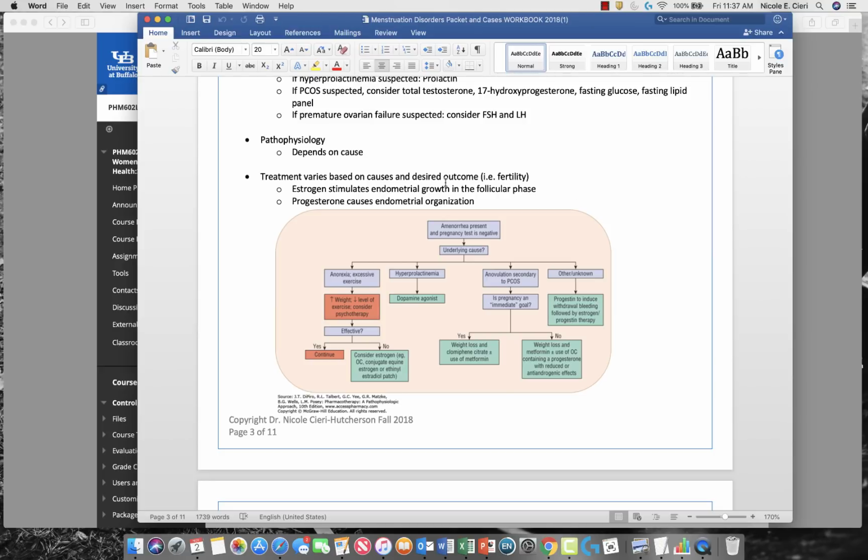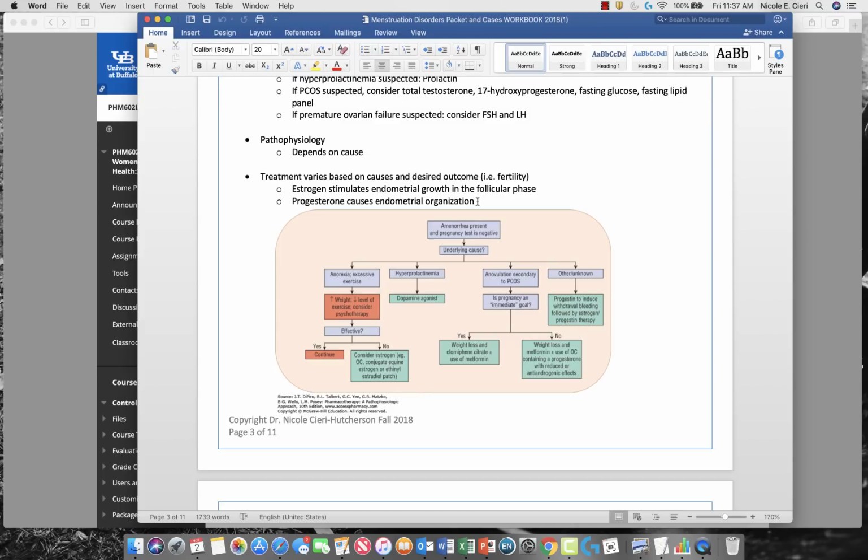So estrogens and progestins are going to be used for a lot of these different disorders of menstruation, either in the form of combined hormonal contraceptives or as progestins alone. So it's important to remember their role in the menstrual cycle. Estrogen stimulates endometrial growth in the follicular phase, so the endometrium starts to develop while the follicles are developing.